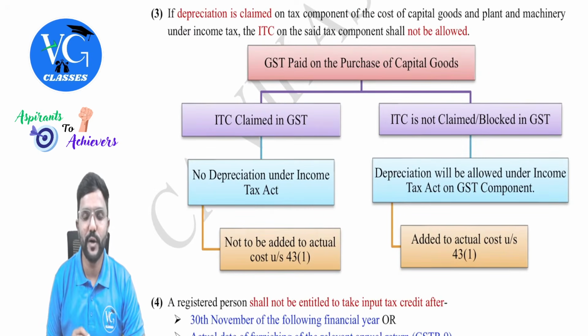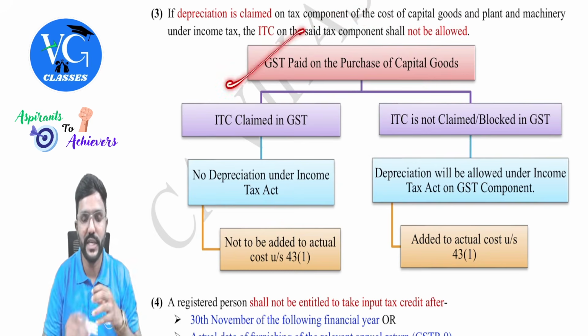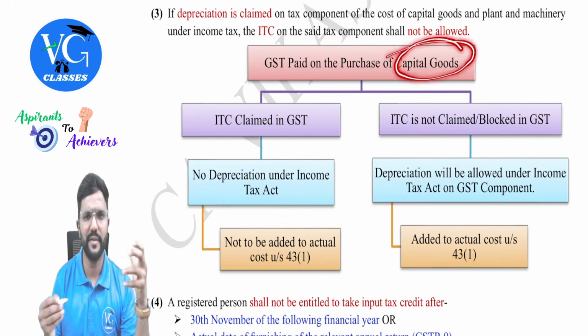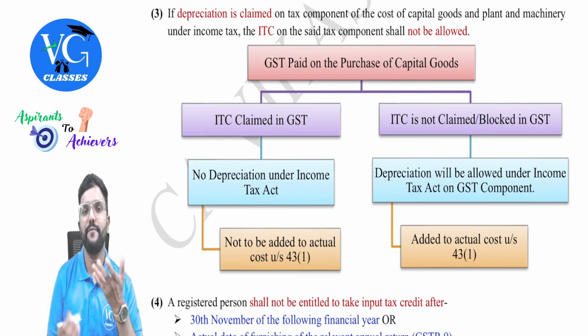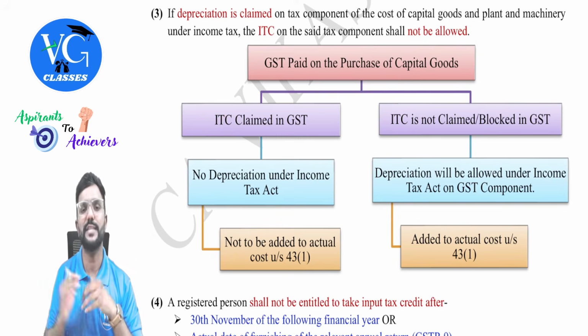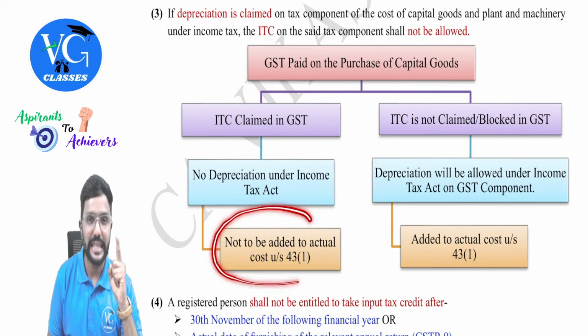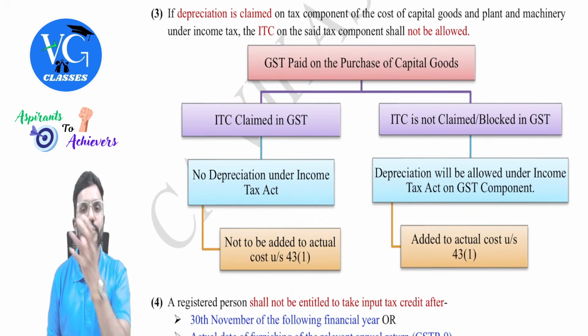If depreciation is claimed on the tax component, that is the GST component, of the cost of capital goods and plant and machinery under the Income Tax Act, the ITC on the said tax component will not be allowed. So in simple terms, I have drawn a chart here. Let us understand. If GST is paid on the purchase of capital goods or even plant and machinery, first check: is ITC claimed? If ITC is available, if it is not blocked as per section 17, claim it. So if ITC is claimed, then you cannot add that GST amount to the actual cost of an asset to add the asset to the block.